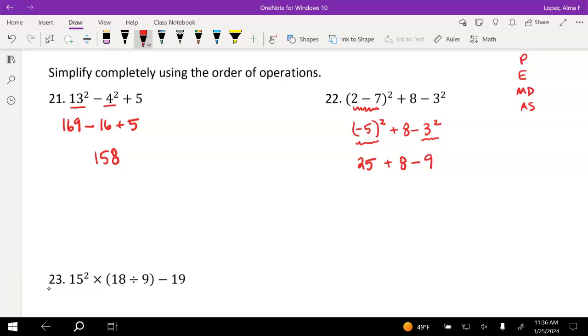Now grab your calculator, because once it is all addition and subtraction, it's 25 plus 8 minus 9 in my calculator, which is 24.